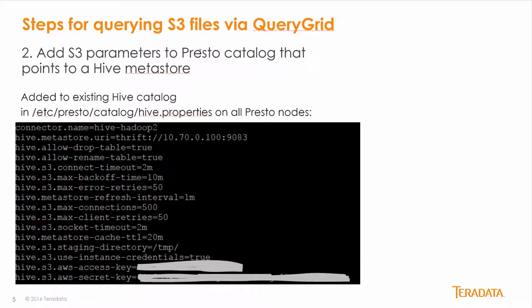Next, we're going to add the S3 parameters to a Presto catalog that points to Hive Metastore. So under the Presto, we have something called a Hive Properties file, and this is where we're going to add our S3 information.